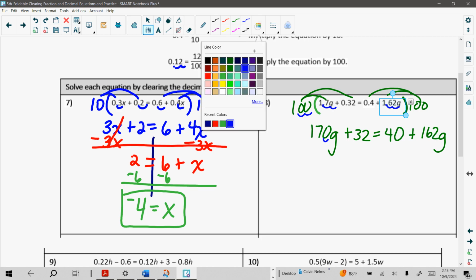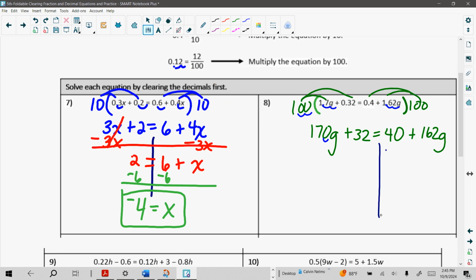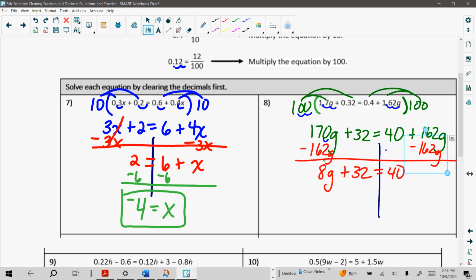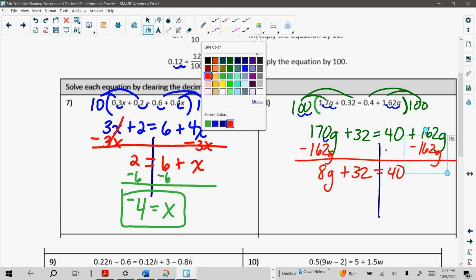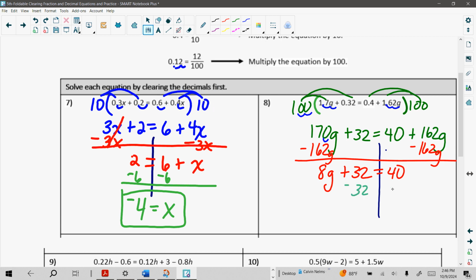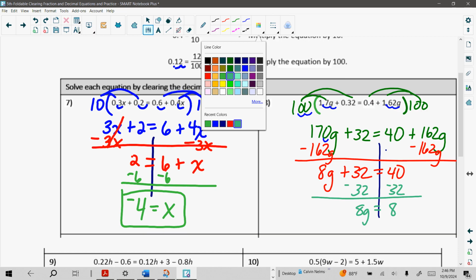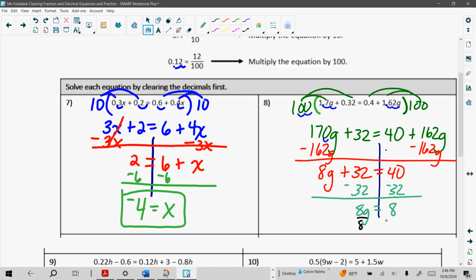And so now we're solving for g. We want to start with the smallest variable here, 162g. So I'm going to subtract that from both sides. That's going to give me 8g plus 32 equals 40. And then I can isolate this g by subtracting the 32. So 8g is going to equal 8. Well, when I divide by 8 on both sides, g equals 1.